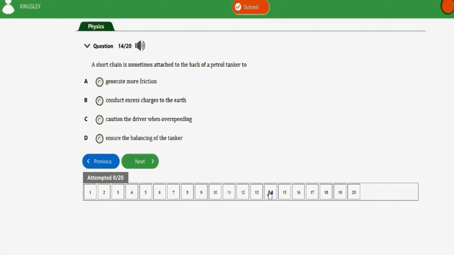Next, we take the question with this one. It says a short chain is sometimes attached to the back of a petrol tanker. So we have option A, generate more friction, option B, conduct excess charges to the earth, option C, caution the driver when overspeeding, option D, ensure the balancing of the tank. The right option is option B, which is to conduct excess charges to the earth.